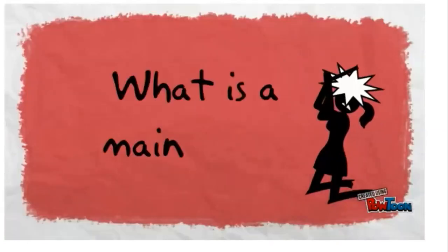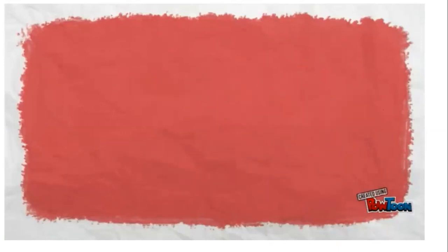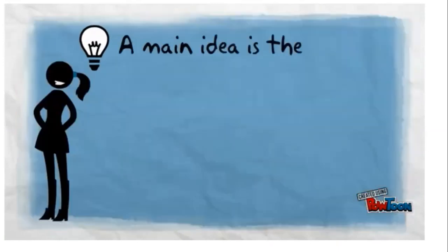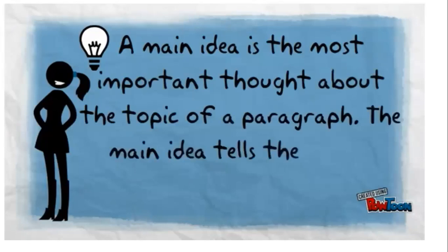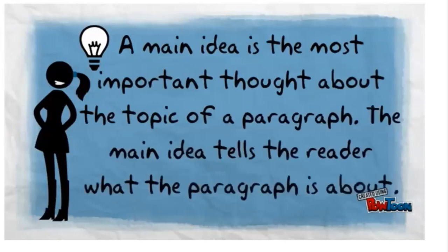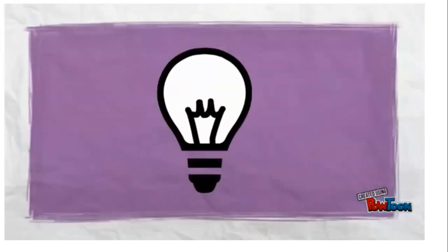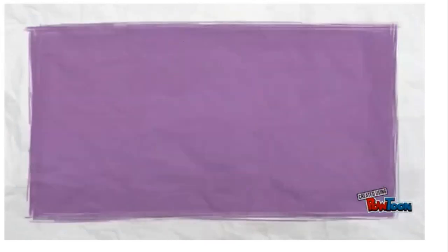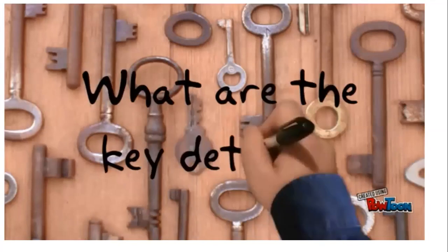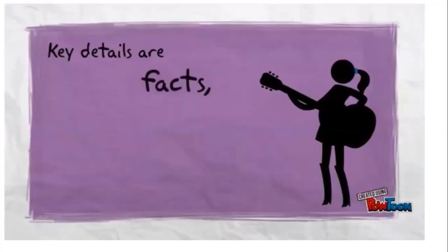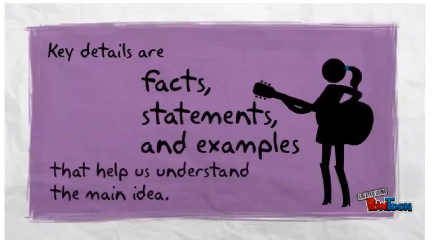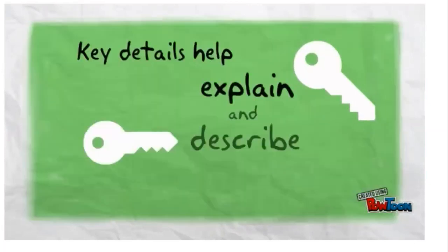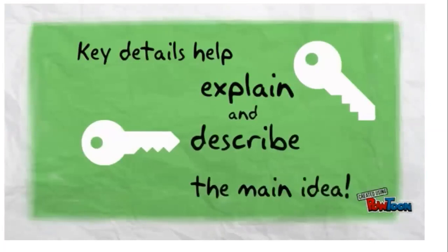So, what is a main idea? A main idea is the most important thought about the topic of a paragraph. The main idea tells the reader what the paragraph is about. To determine main idea, sometimes it is easier to first identify the key details. Key details are facts, statements, and examples that help us understand the main idea. Key details help explain and describe the main idea.